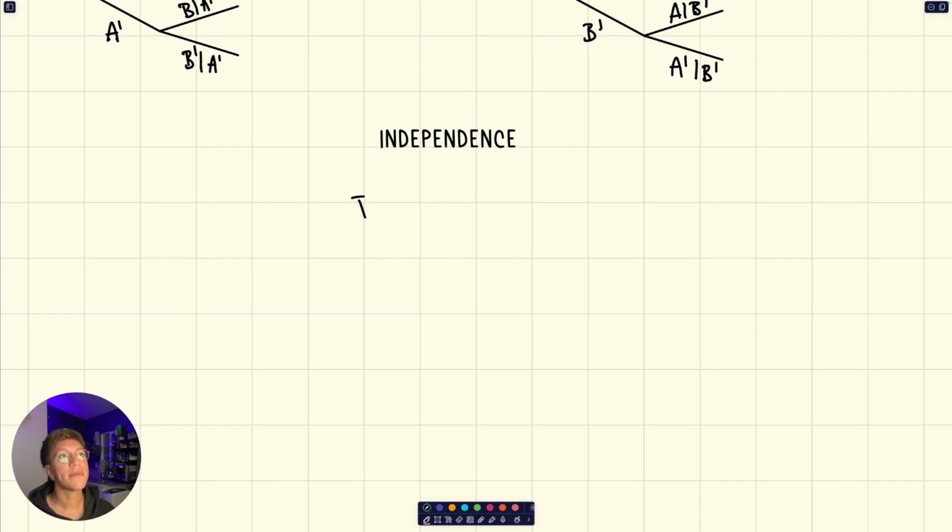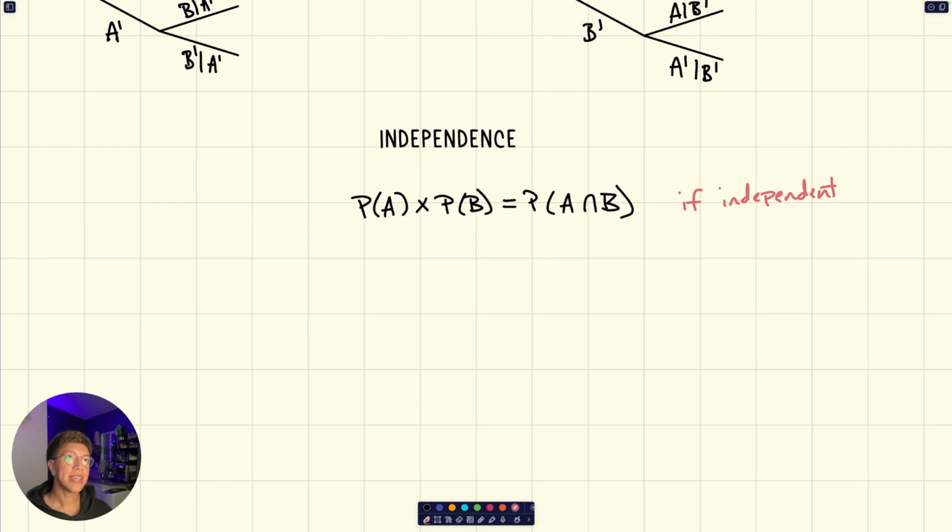So our first formula was the probability of A times the probability of B is equal to the probability of A intersection B, again, only if independent. And we can also say, if this is true, then it does prove that they are independent. This was our test number 1.